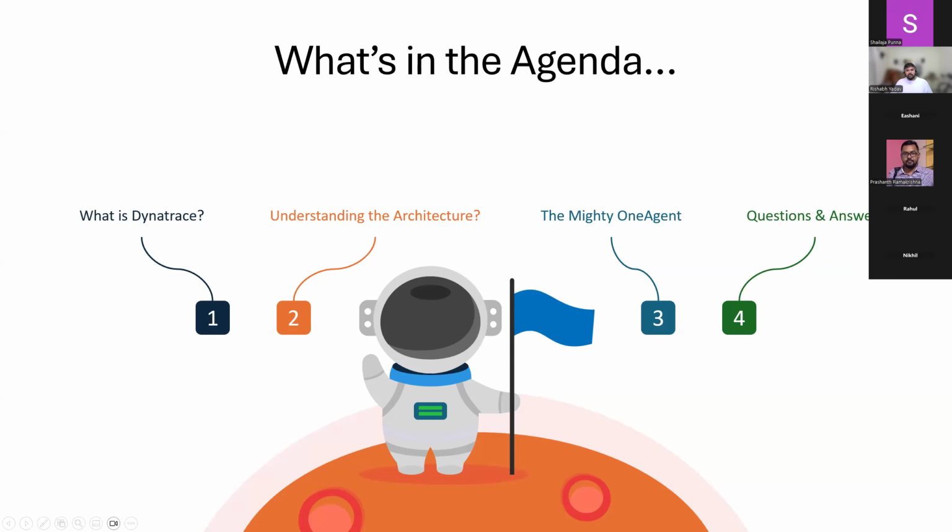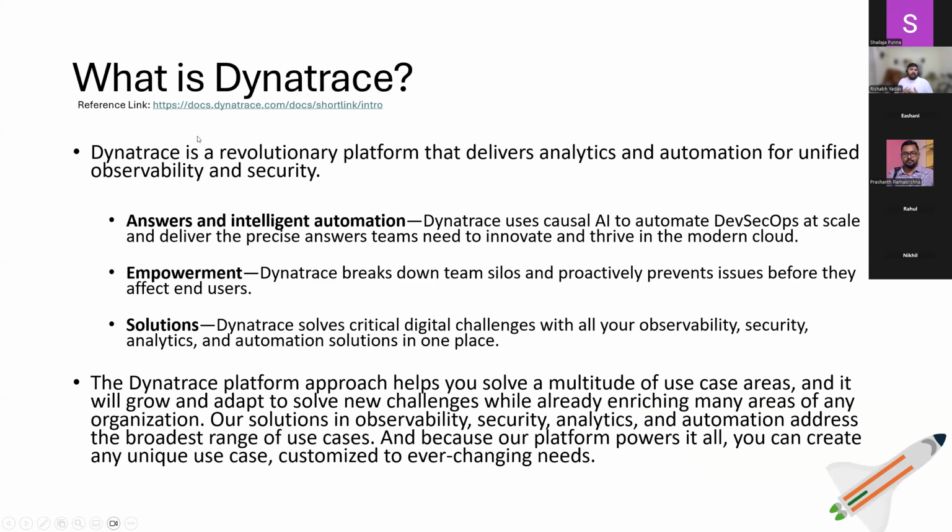What basically is Dynatrace, guys? Dynatrace is an AI-based platform where you can observe, analyze, and automate your application performance. Going by the words Dynatrace has officially documented in their reference links: Dynatrace is a revolutionary platform that delivers analytics, automation, and unified observability and security. If you look at this definition, what Dynatrace does is a lot of analytics. Dynatrace has inbuilt capability to do automations, and observability is built into our core. And recently, about three or four years back, Dynatrace started off with security.